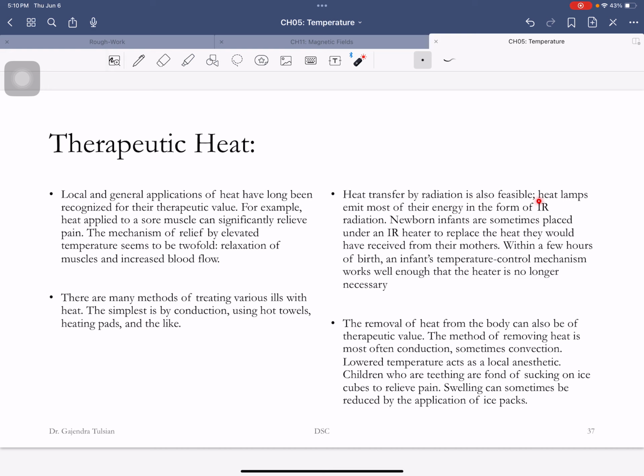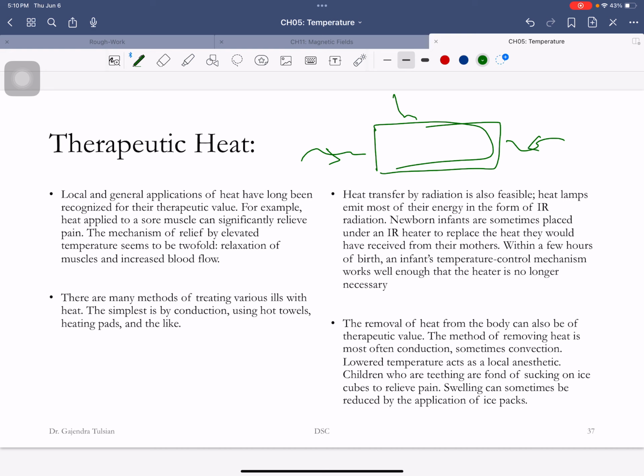Heat transfer by radiation is also feasible. If you want to apply heat therapy, you can also use heat lamps and supply heat via radiation. For instance, newborn infants are sometimes placed under infrared heaters to replace the heat that they would have received from their mothers. Within a few hours of birth, an infant's temperature control mechanism works well enough that the heater is no longer needed. The temperature control mechanism, which involves redirecting blood flow and all that, starts working well.